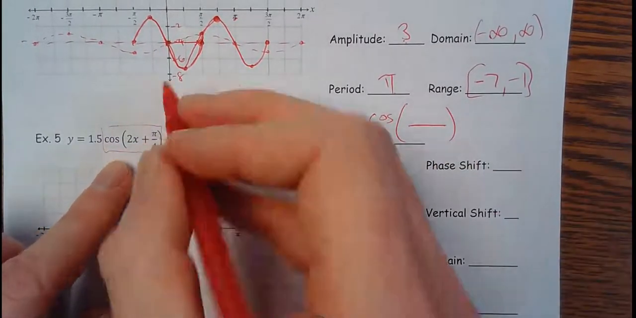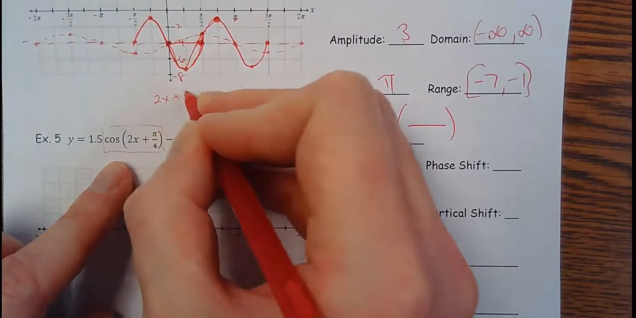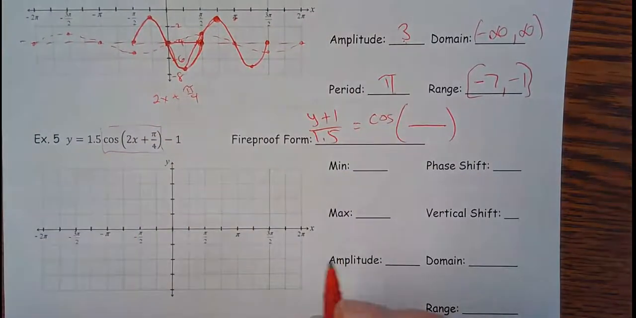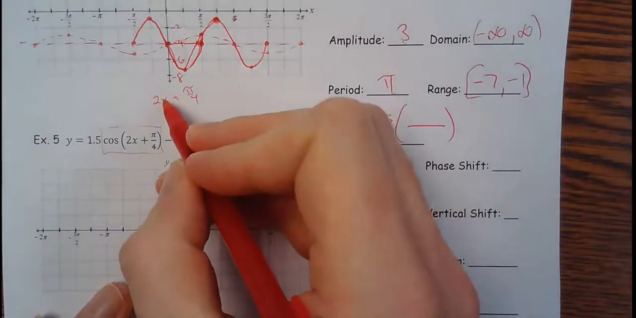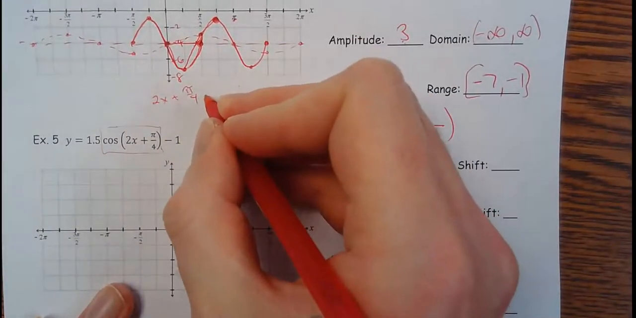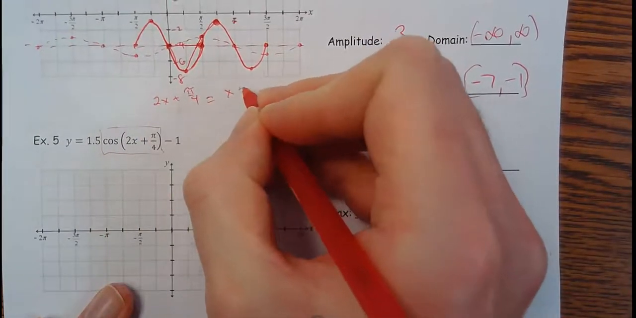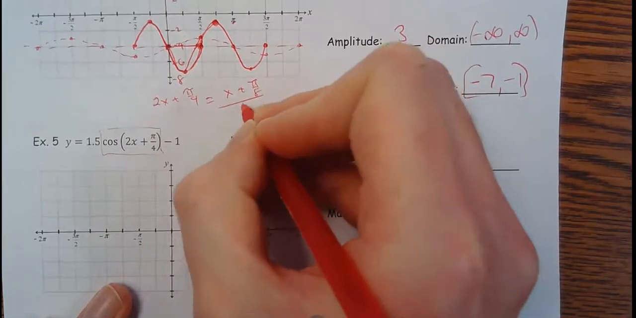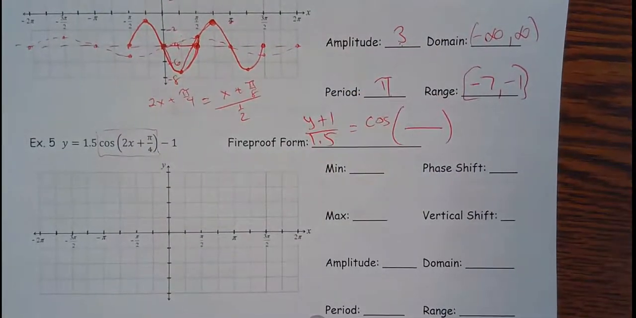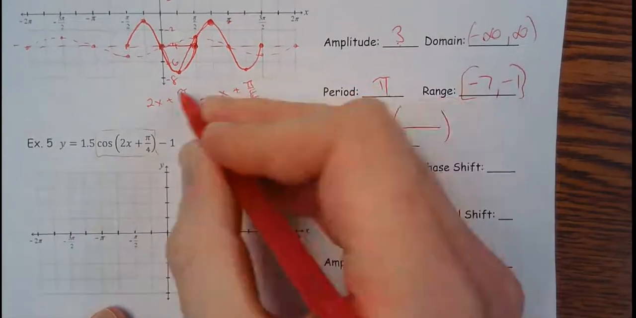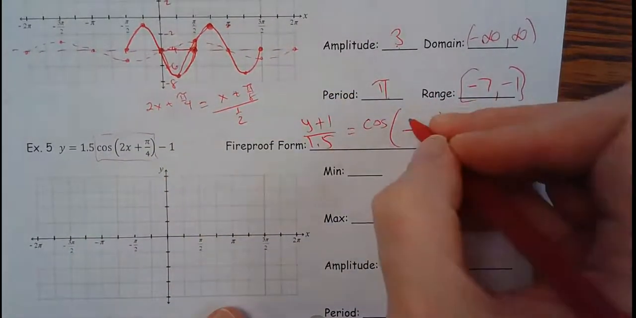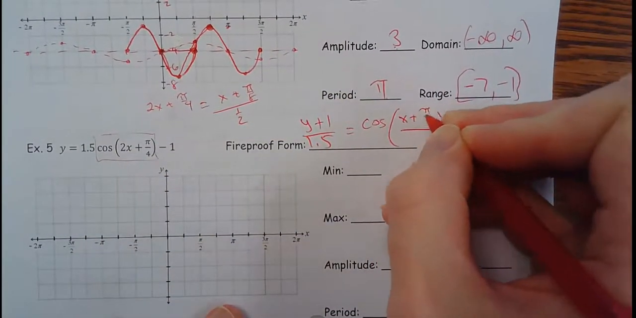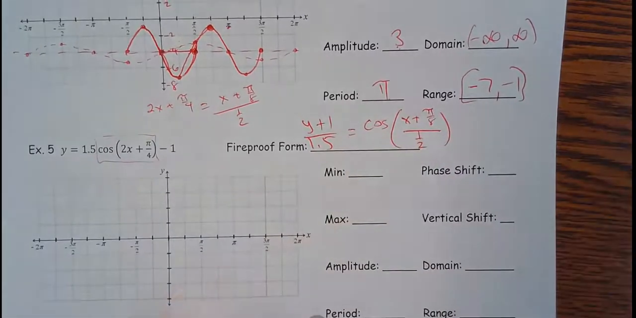And I'm going to have to have a fraction here. So again, 2x plus pi over 4. To make both of those, I want this to be an x, so I'd have to cut it in half. So I'm going to cut both of those in half. So x plus pi over 8, but then put the 1/2 down here, because if I flip this over and multiply, I get that back. So it'd be x plus pi over 8 over 1/2.